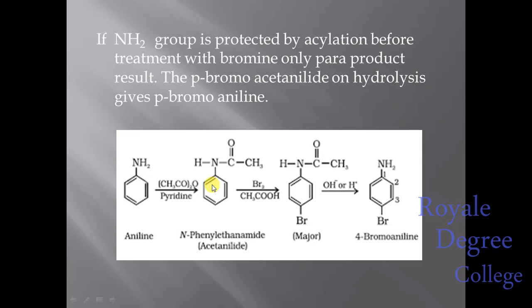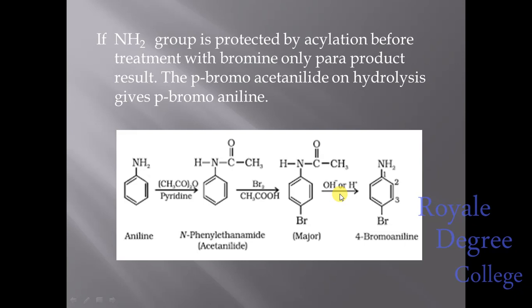Then to this acetanilide, we are adding bromine. In acetanilide, at the para position of the benzene ring, one hydrogen atom is there. That hydrogen atom is substituted with bromine, and we get the major product: the benzene ring with Br at the para position and NHCOCH3 at the other position. In this, we are adding a water molecule.